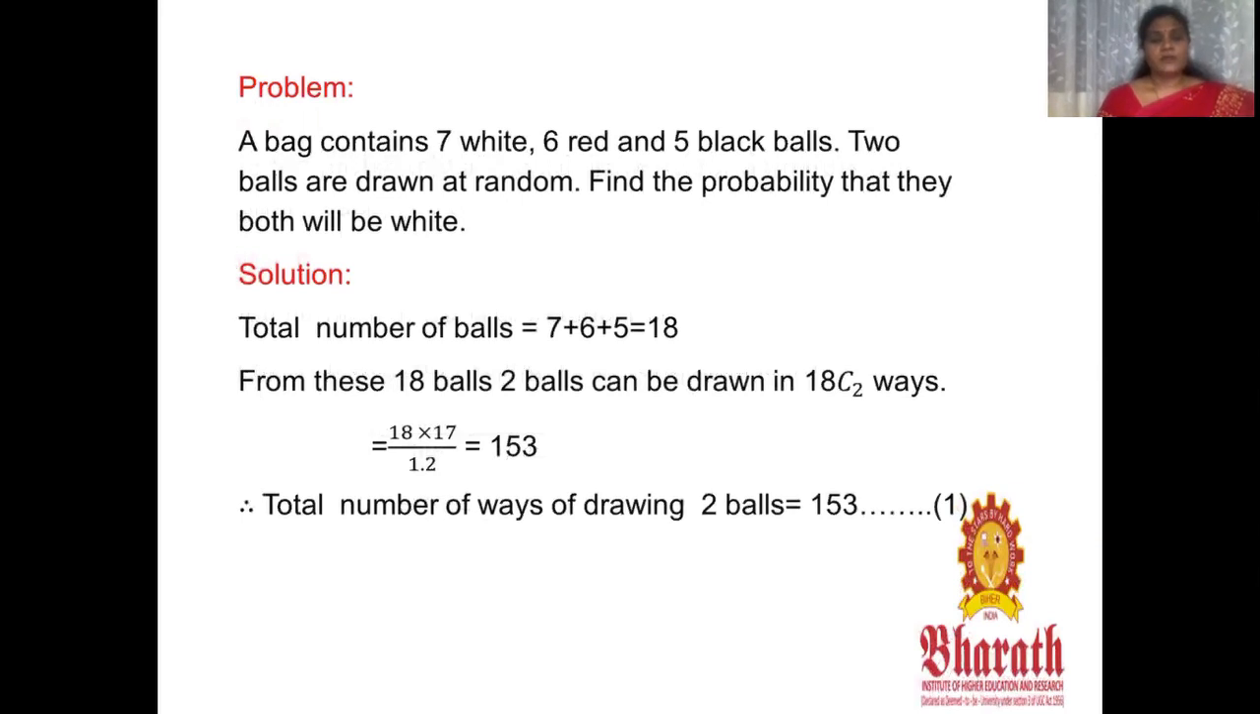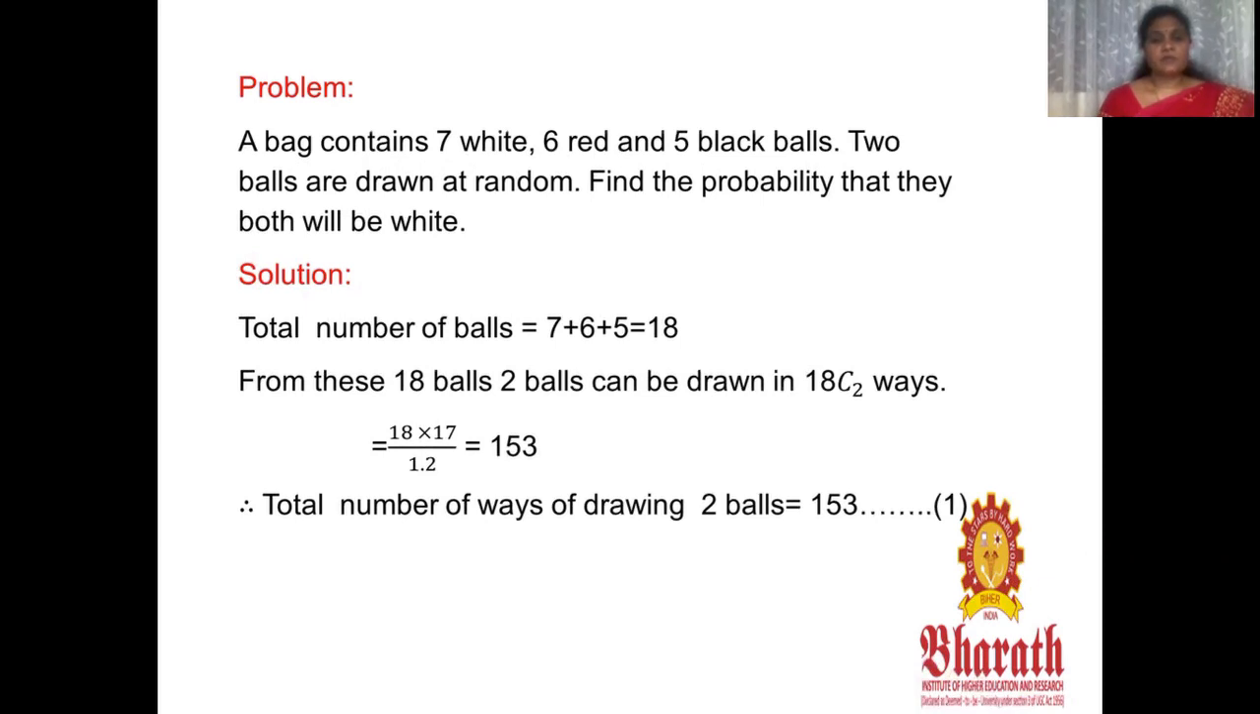Next problem. A bag contains 7 white, 6 red, and 5 black balls. 2 balls are drawn at random. Find the probability that they both will be white. Solution. The total number of balls is equal to 7 plus 6 plus 5, which is equal to 18. That is 7 white, 6 red, and 5 black balls.